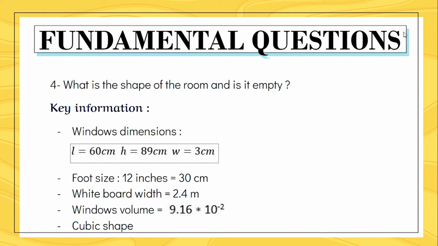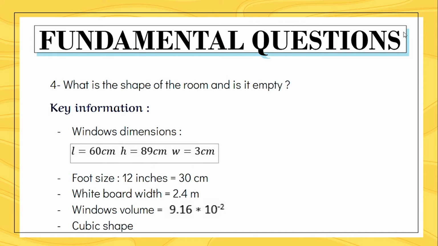We estimated the window's length is 20 inches, approximately 60 centimeters, the height is 35 inches, approximately 89 centimeters, and the width is 1.5 inches, approximately 3 centimeters. And after that, we measured the room dimensions. Anyier said her foot size is 12 inches, so we used that information to measure the width and the length of the room. We surprisingly found that both length and width of the room almost have the same measurement, which is 275 inches, approximately 7 meters.